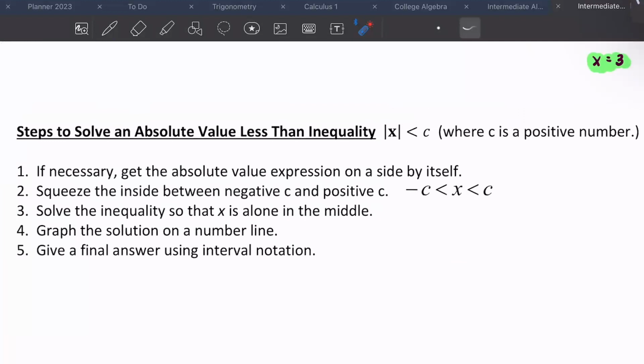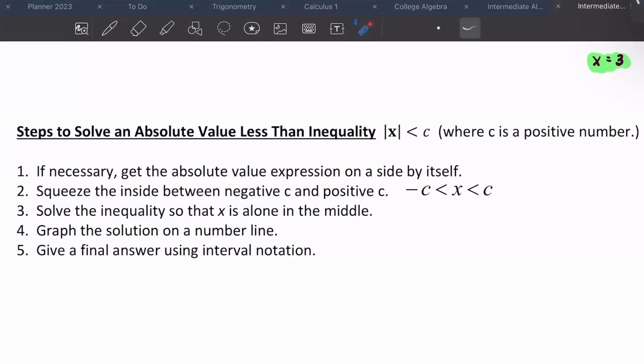Here's how to solve absolute value less than inequality. Now we're switching gears to inequalities, not equations. So this will look like the absolute value of some expression is less than some number. If necessary, we're going to get the absolute value expression on the side by itself, right? That's what we did in the previous problem. You just have to add or subtract, divide, just get the absolute value by itself.